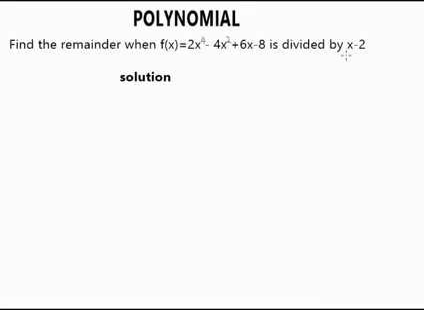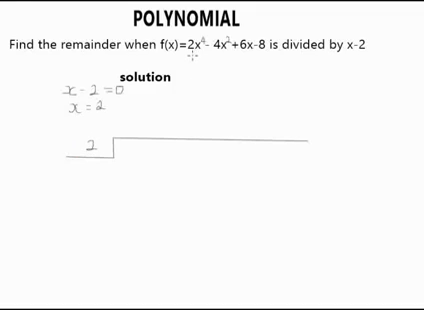First, you have to equate the divisor, which is x minus 2, to 0. Now you make x the subject of the formula, thereby having x equals 2. You draw your line, you represent your divisor here. Now go back to the question.